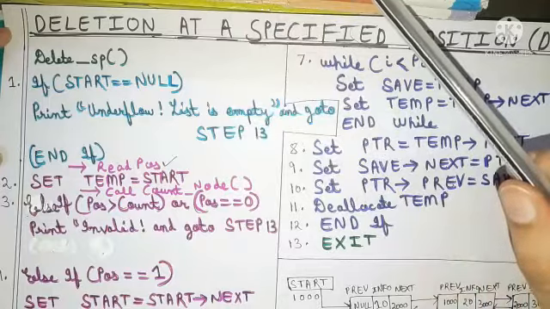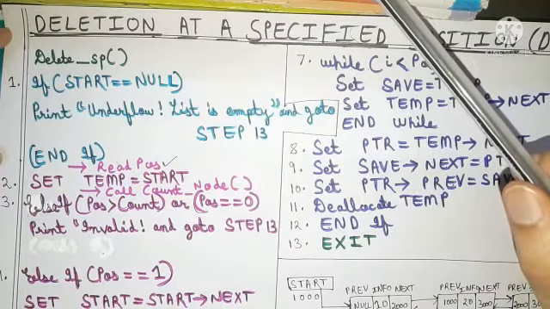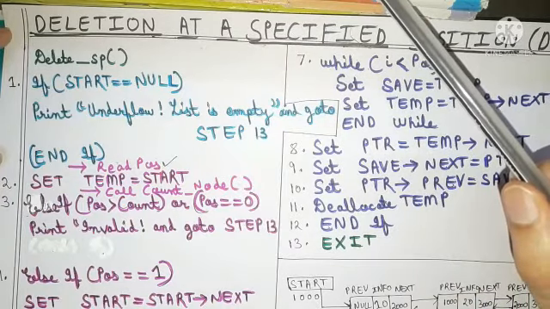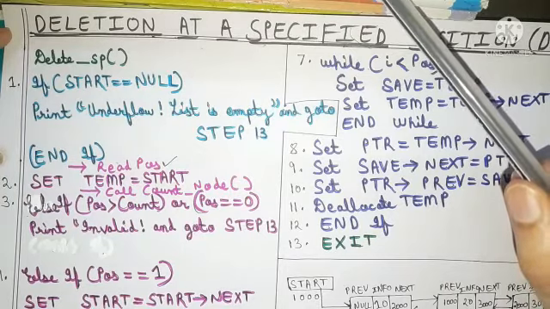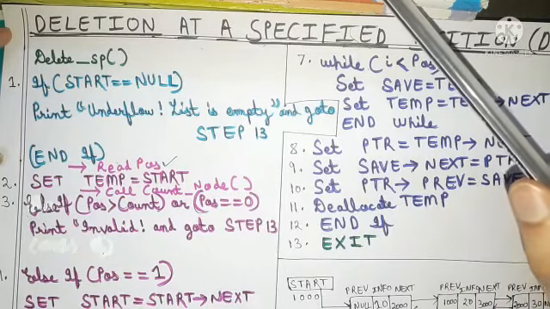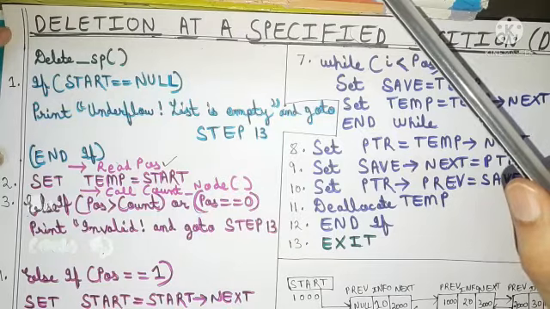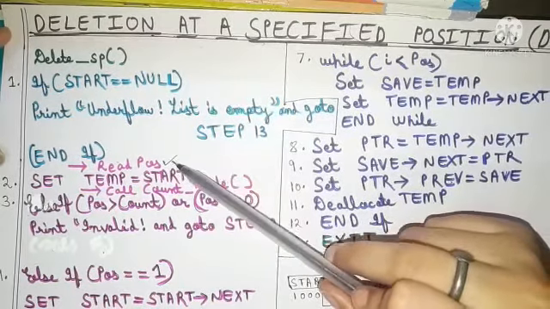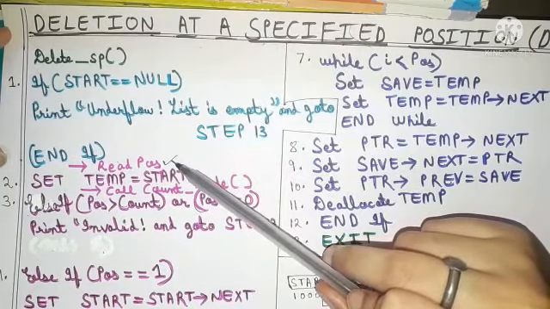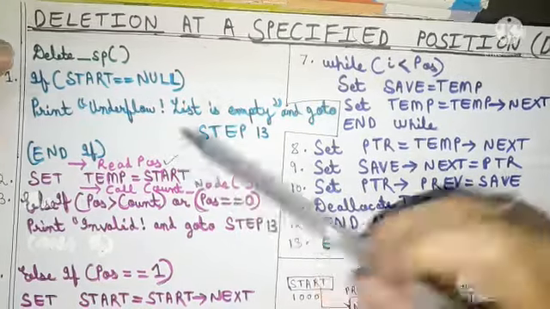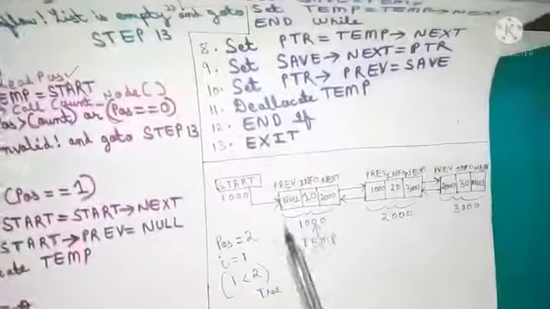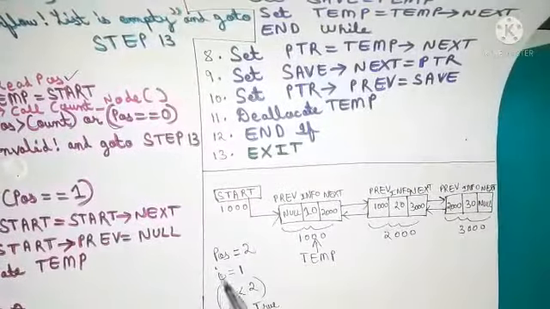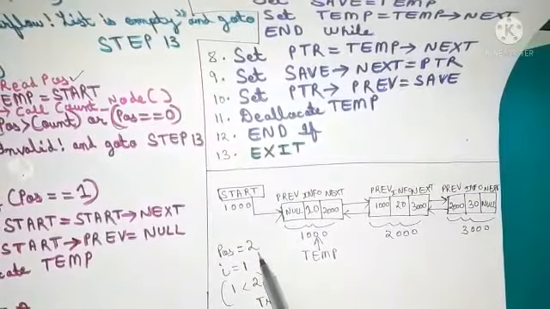Then this particular statement, if start equals to null, will check whether our list is empty or not. If our list is empty and still we want to perform the deletion operation, then it will give us an underflow condition. This is discussed in previous videos also many times. Okay, then we will read the position, that means we will set the position from where we want to delete a particular node. So I have here assumed one list having 3 nodes and I want to delete from the second position.